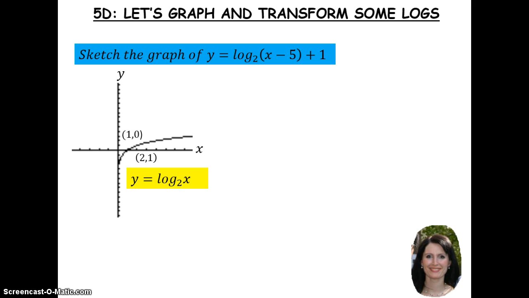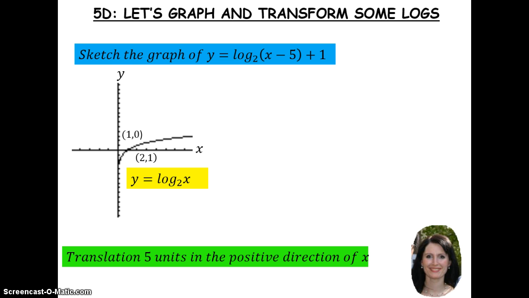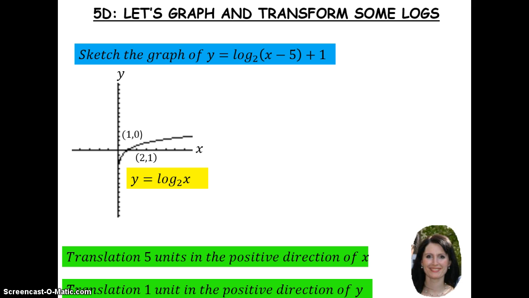Let's try this one here. We've got y equals log 2, x minus 5 plus 1. You already can probably sort of think what sort of transformations that would be talking about there. We've got 5 units in the positive direction of x and 1 unit in the positive direction of y. Let's see what happens there.